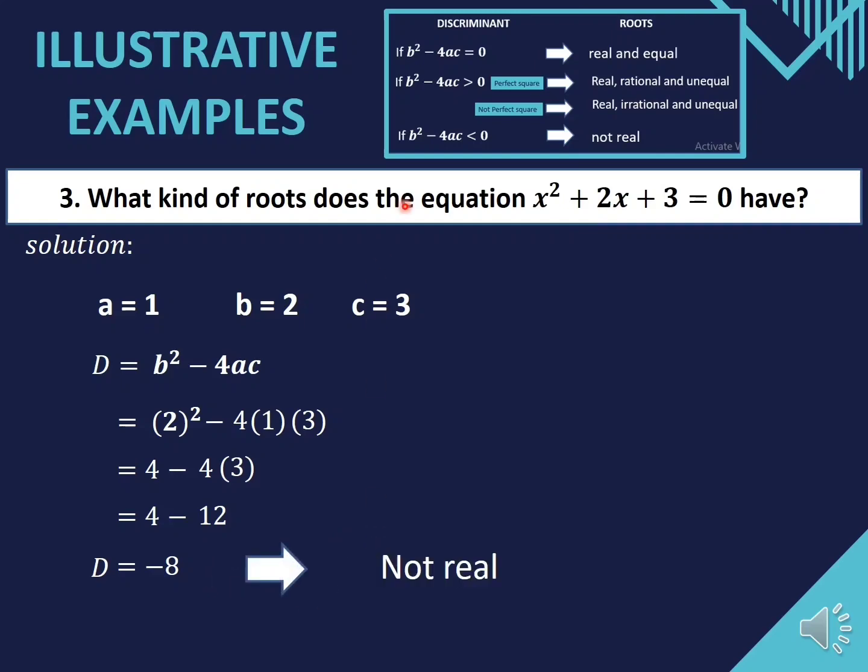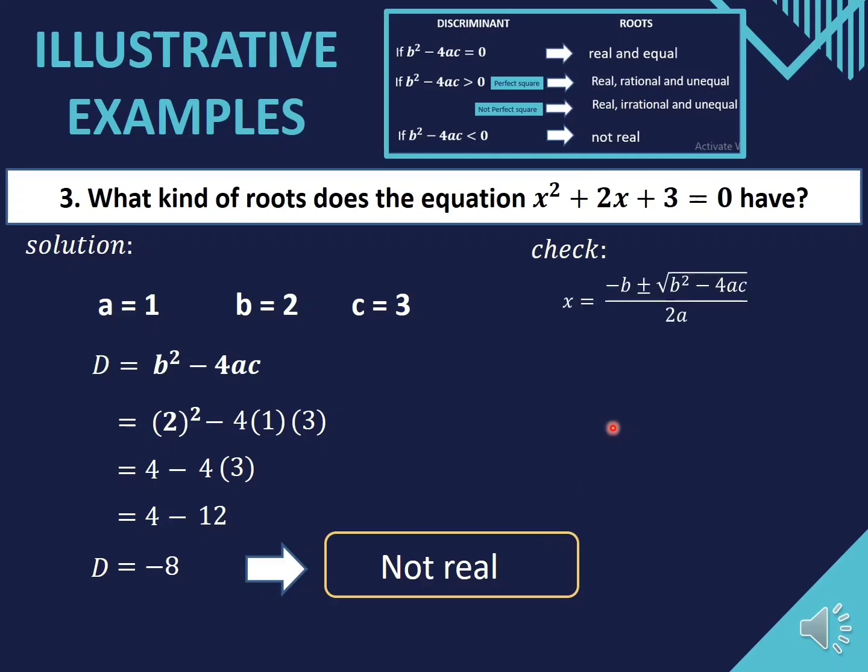So, since the discriminant is a negative number, that falls under this: if the discriminant is less than 0, it is not real. Therefore, the nature of the roots of this equation is not real. How can we prove na tama po na not real siya? If you notice, kapag gumamit tayo ng quadratic formula, di ba yung b squared minus 4ac? Kapag sinubstitute natin, the negative 2, plus or minus, square root of, nakuha na natin ang b squared minus 4ac, which is negative 8.